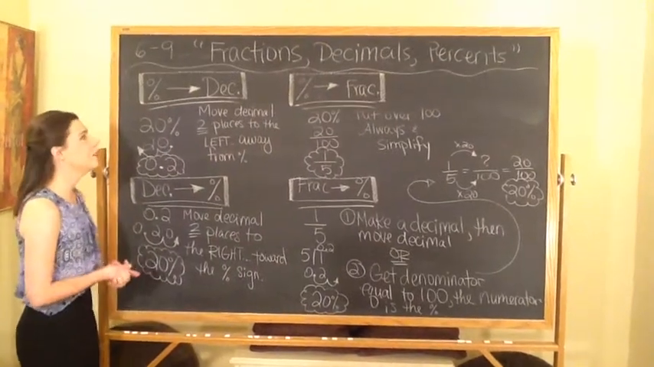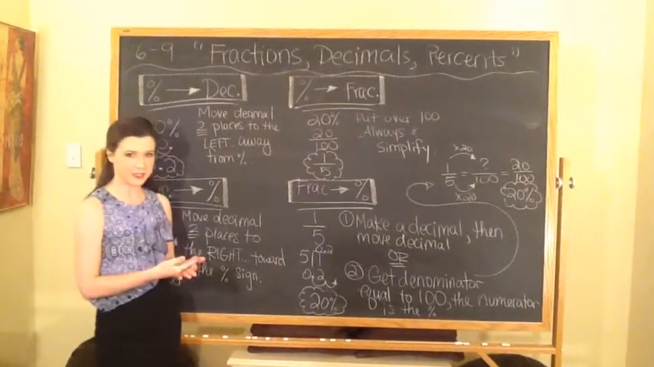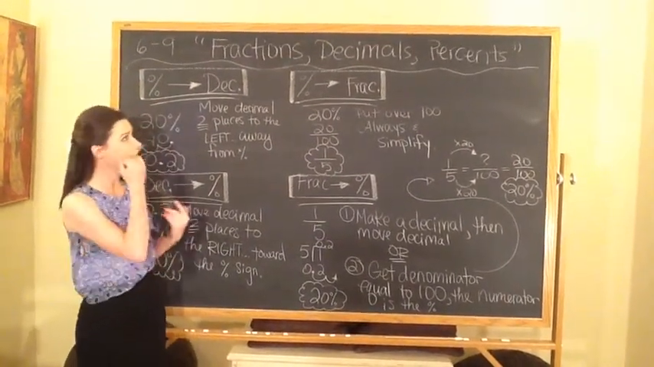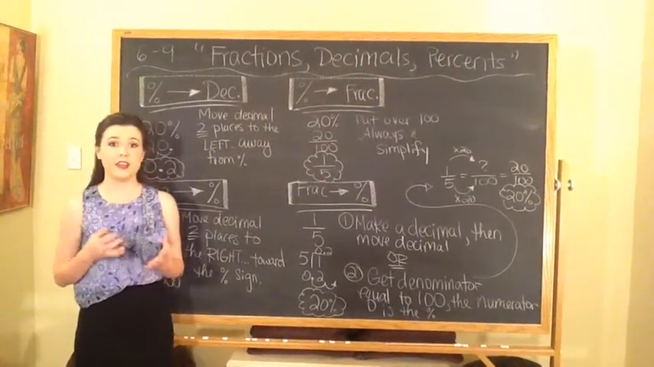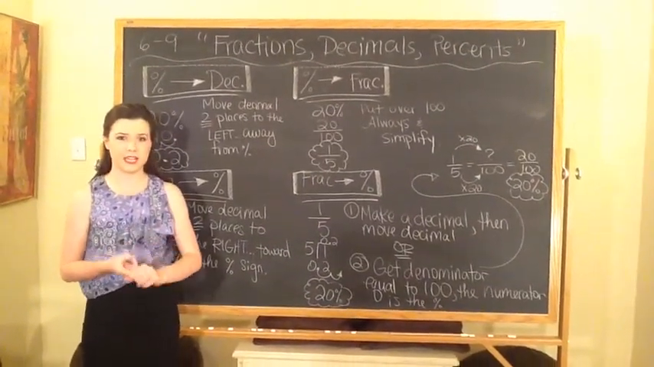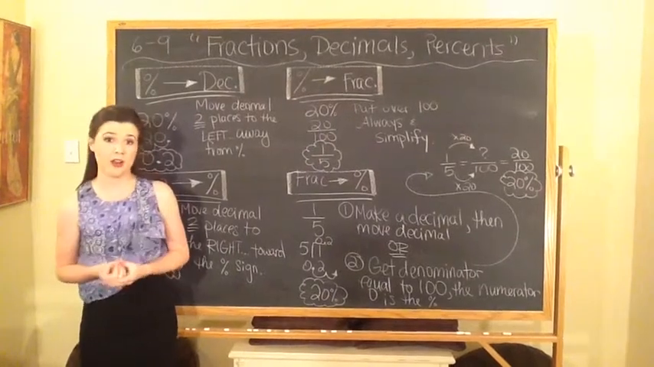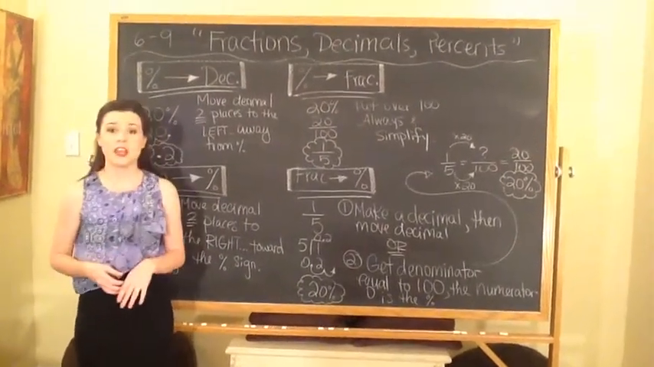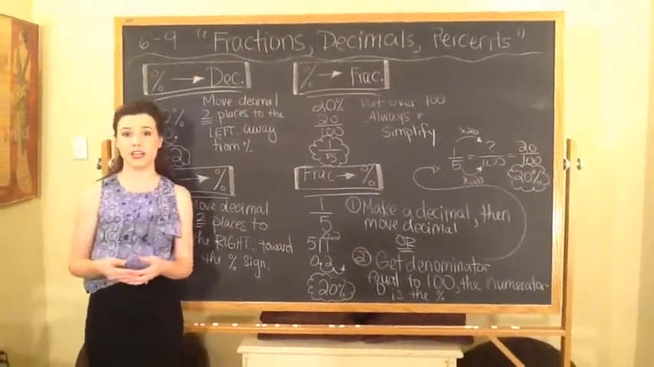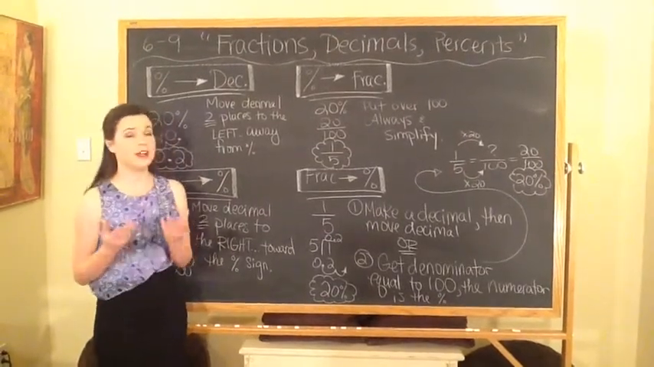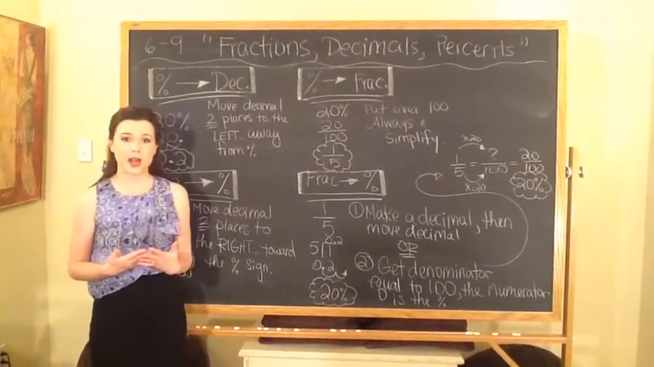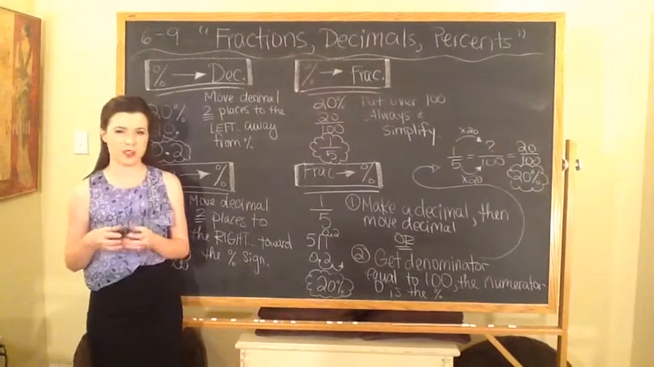6-9. Today we're going to be talking about fractions, decimals, and percents. So basically, fractions, decimals, and percents are three different ways of representing the same thing. You're talking about a part of something. Whether you're saying a fraction of something, this much percent, or a decimal, any way you write it, it's all talking about the same type of thing. We're talking about a part.